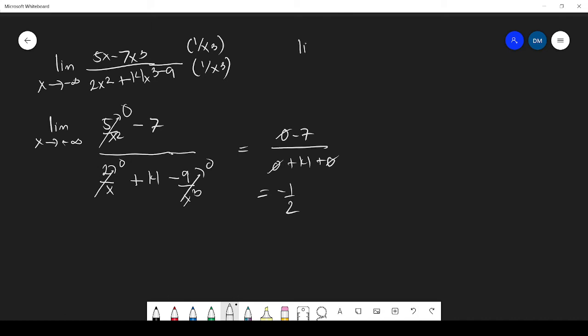Now, meron tayong technique dito actually. So, we are asked again. Ito yung shortcut na ibibigay ko, no? We have 5x minus 7x cubed over 2x squared plus 14x cubed minus 9 as x approaches negative infinity.